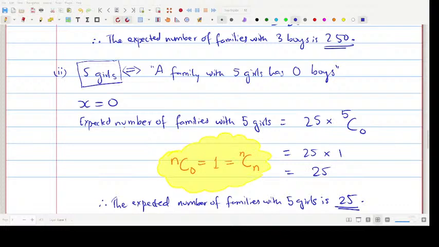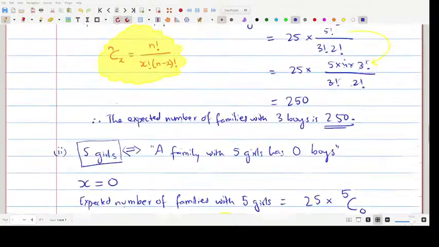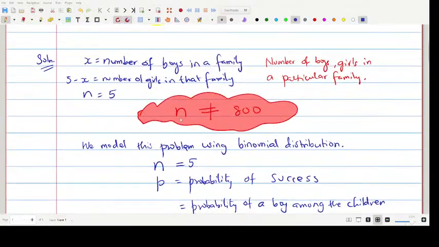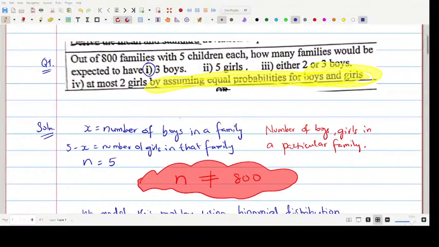Okay, great. Now let's move on to the third part of the question, and there is a fourth part of the question also. It's a pretty lengthy question. The second part is done. Now the third part says that there are either 2 or 3 boys, either 2 or 3 boys, right? So again, the number of boys can either be 2 or 3, right?